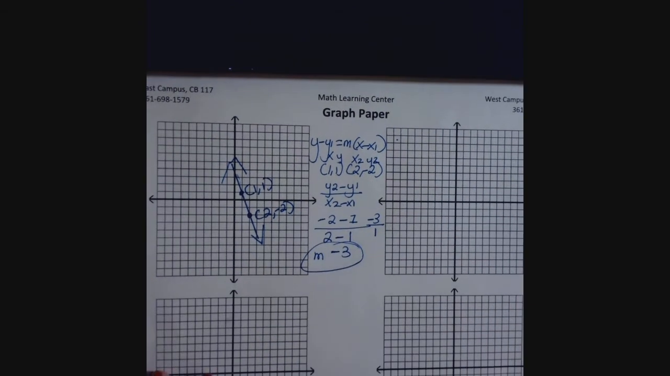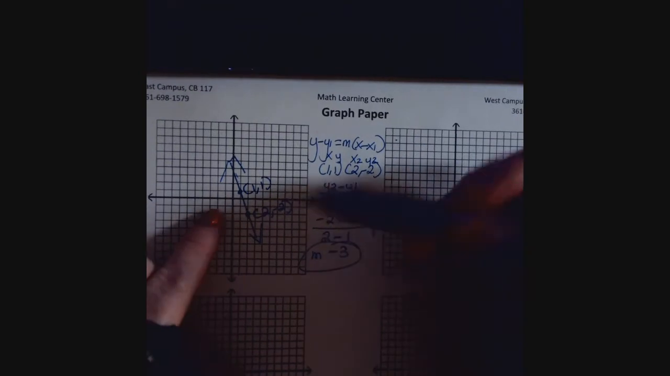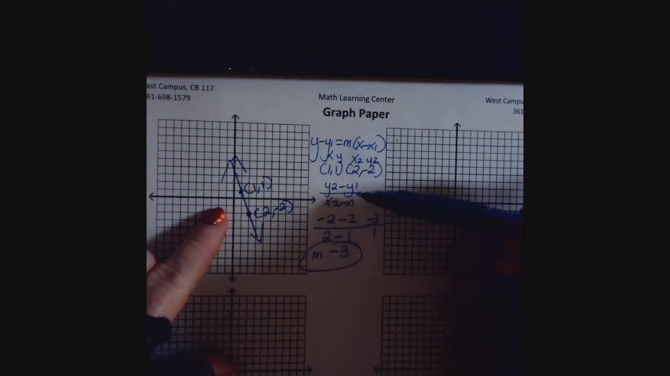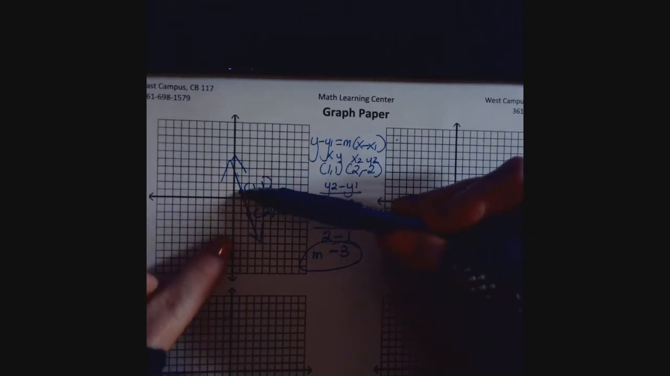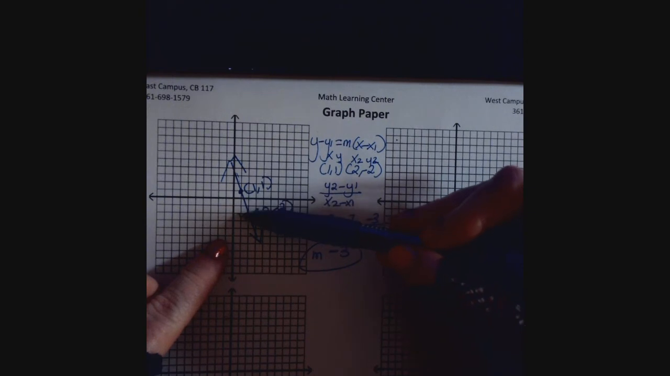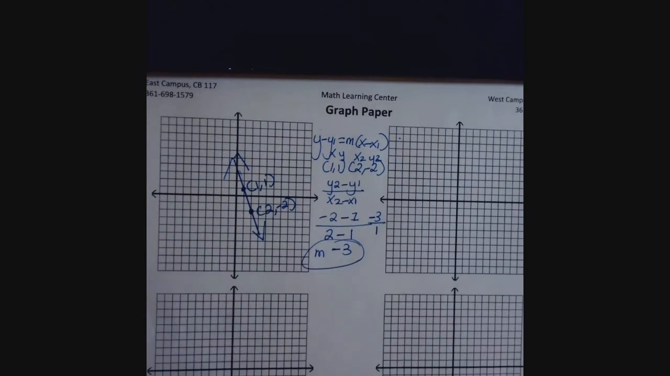Okay, so that's if I use the formula to find the slope. If I count it, I go down 1, 2, 3, and over 1. I get the same thing, it's quicker. But I just wanted to show you both ways so that you can see.